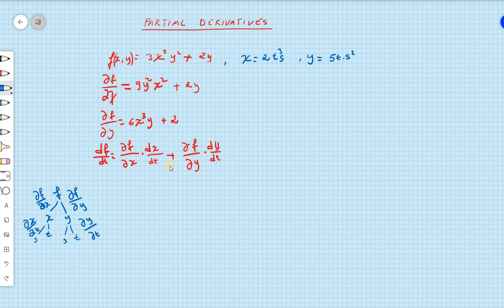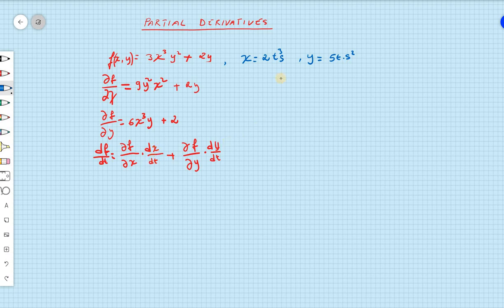So this is how you go about solving any partial derivative equation. All right, so let's go ahead and solve our problem here. So we want to find this. We already calculated partial of f with respect to x and y. So let's go ahead and calculate the actual derivative of x and y, right?